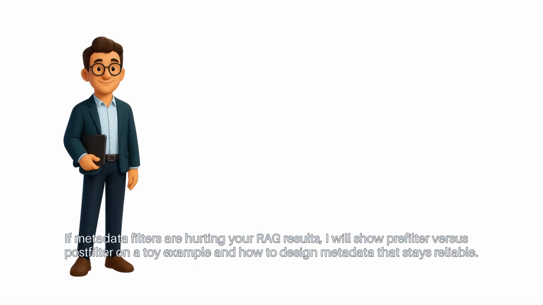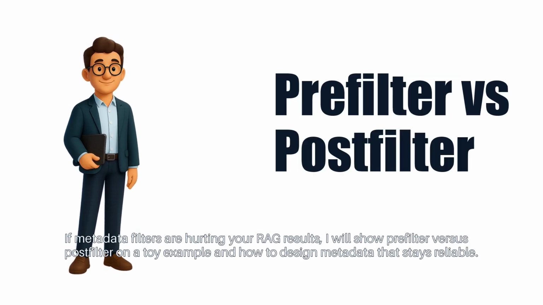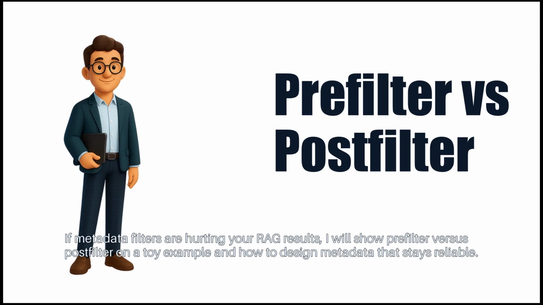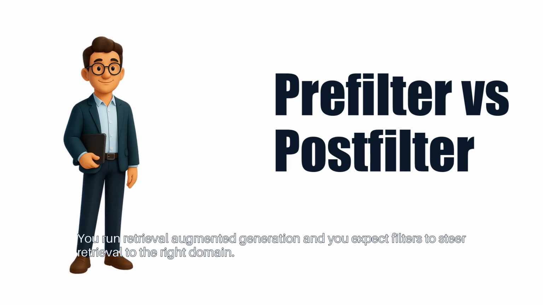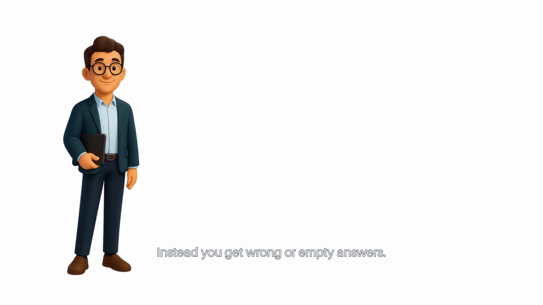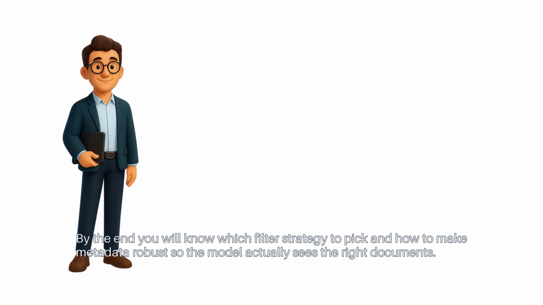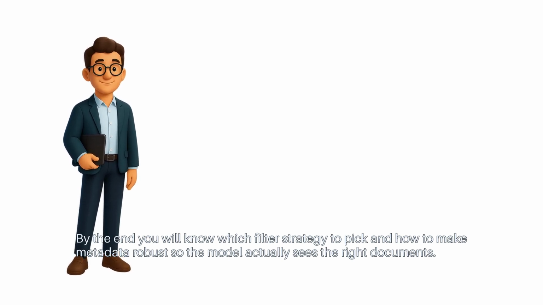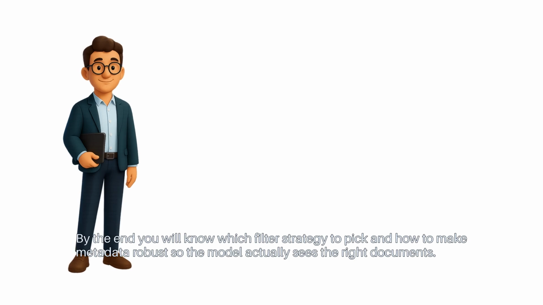If metadata filters are hurting your RAG results, I will show prefilter versus postfilter on a toy example, and how to design metadata that stays reliable. You run retrieval augmented generation, and you expect filters to steer retrieval to the right domain. Instead, you get wrong or empty answers. By the end, you will know which filter strategy to pick and how to make metadata robust so the model actually sees the right documents.